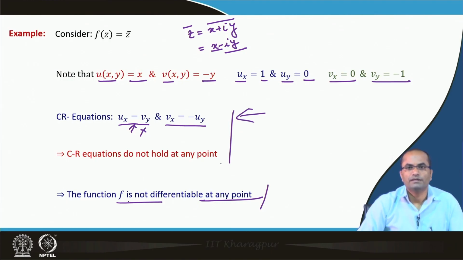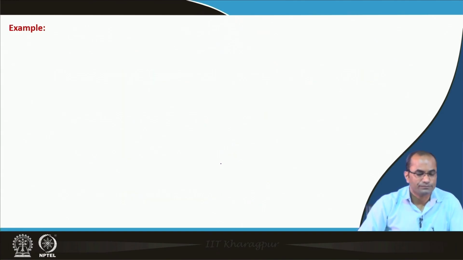Again, to repeat, if CR equations are satisfied, then we have to check the differentiability from the fundamental definition, but here the CR equations are not satisfied at any point. So, we do not have to check even differentiability at any point. We can simply conclude that the function is not differentiable at any point.